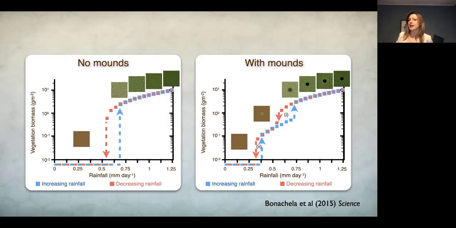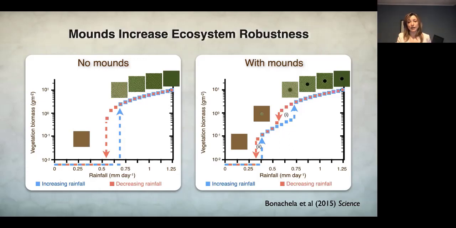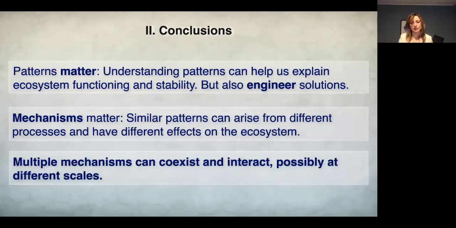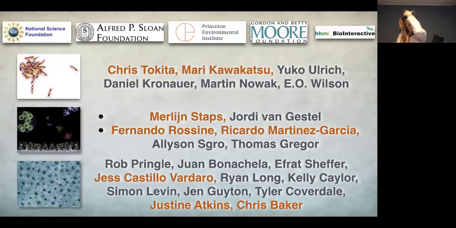So the mounds increase robustness. They act like a buffer and they also help reconstitute the system. And the interesting thing here is that if you look at a satellite image and you see spots, we have no idea what to say about the robustness of that system. We still very much need to go on the ground and understand what are the mechanisms underlying it, because absolutely identical, statistically identical patterns can be produced by very different mechanisms that have very different consequences. And these are important so that we can understand what's going on, predict what might happen, but also try to engineer solutions.